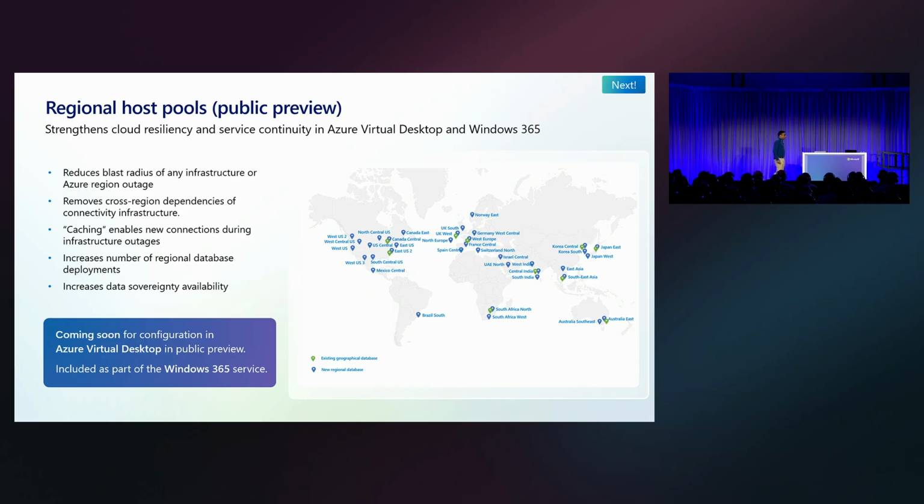How do you enable this feature? It's very simple. If you go to Azure Virtual Desktop and you're creating a new host pool, all you need to say is that your deployment scope needs to be regional. And we will take your metadata and put that in the regional database going forward. For Windows 365, which uses the same connectivity infrastructure, Microsoft is going to take care of it on your behalf.